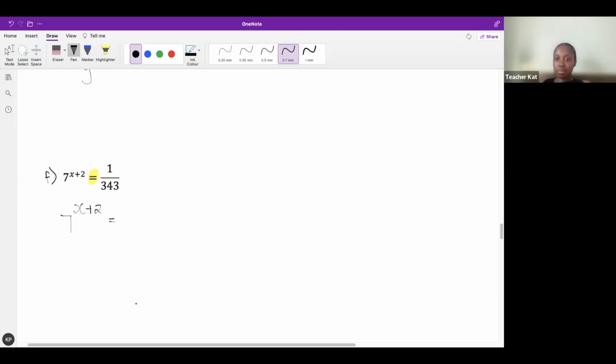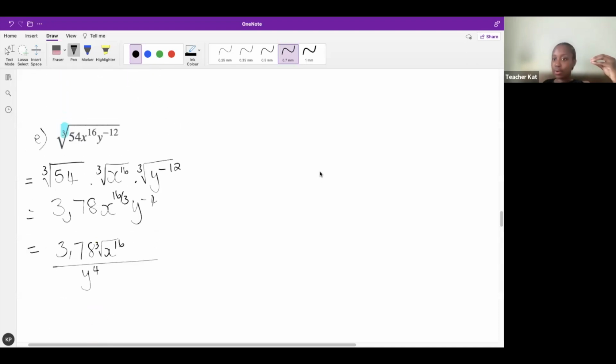We want the same base on the side. What base do you think we're going to have to work with here? If we want the same base on both sides, then what base do you think that is going to be? Back to 7. There we go. Guys, with my last one, my base is going to be a 7.